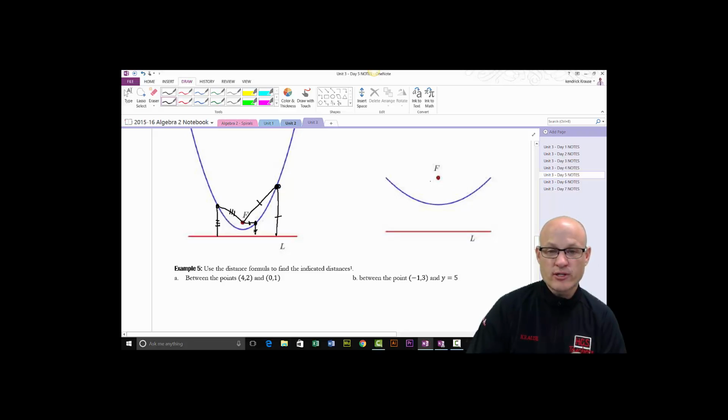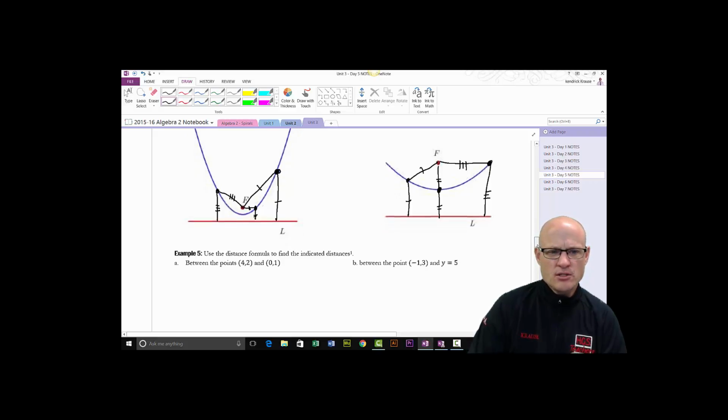And the same thing holds true for here. Let's say I pick this point right here. If I draw that distance in and that distance in, they have to be equal if it's a parabola. And of course the vertex, right? Equal distance here and equal distance here. That one's easy. Pick one point way out here. Of course, equal distance.